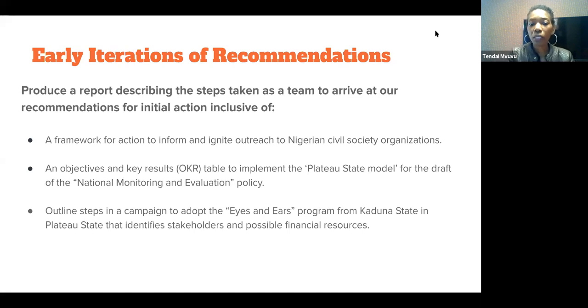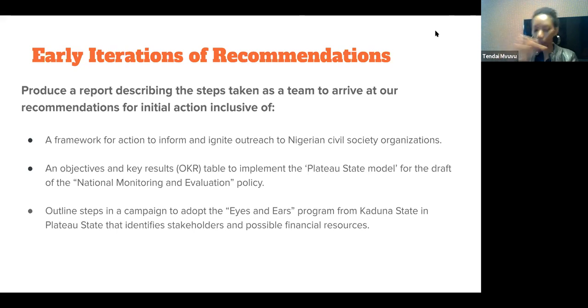One of them included a framework for action that would promote outreach to Nigerian civil society organizations. And as Matt noted earlier, we saw that there was a vast opportunity in engaging civil society in fighting this ongoing challenge in the country at so many levels. And then we also felt that the current national monitoring and evaluation policy provided a good benchmark on tracking and assessing projects in Nigeria and could be modeled and adopted at local level in Plateau State.